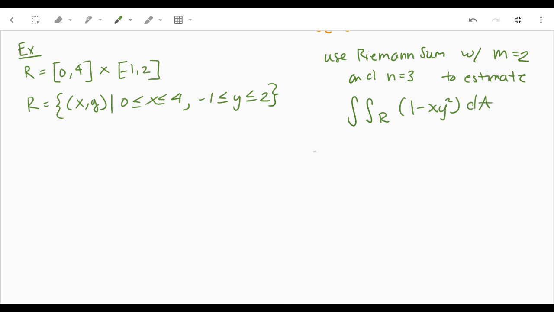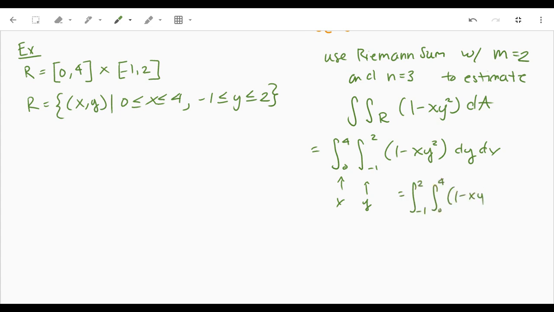Okay, and remember, this could also be written as your integral from 0 to 4, -1 to 2 of 1 minus xy squared. We've got the y's on the inside here, so we put the dy here. These are y values, these are x values, so then we put dx. Or we could do the integral from -1 to 2, 0 to 4, 1 minus xy squared dx dy. Okay, so we're just getting into a bunch of different notations here. And it also says to use your upper left corners.